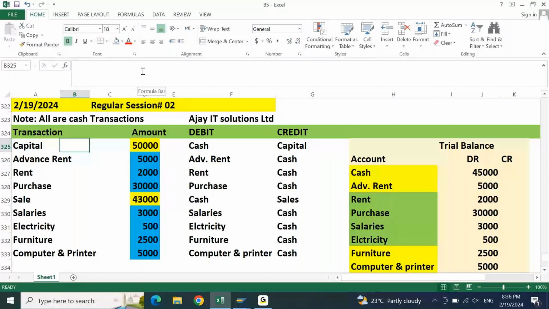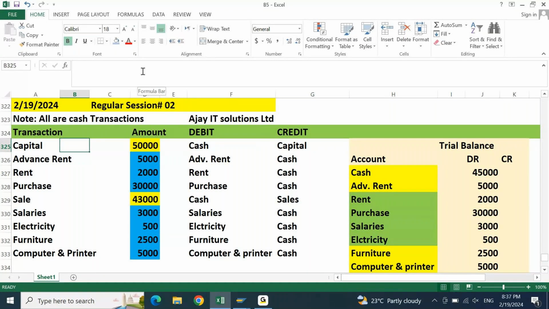Hi Ajay. You wrote cash on the debit side as most of the cash is on the credit side, right? You wrote cash 45,000. That is because it is a sale transaction. On the top, I have listed a note: all transactions are cash transactions. We are assuming that everything is handled in cash.